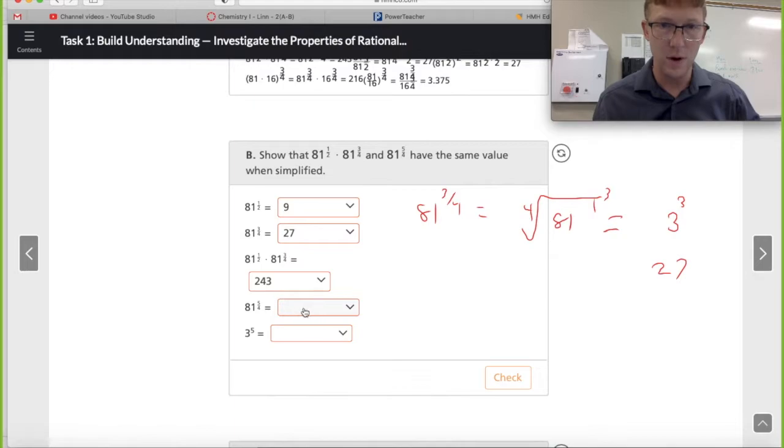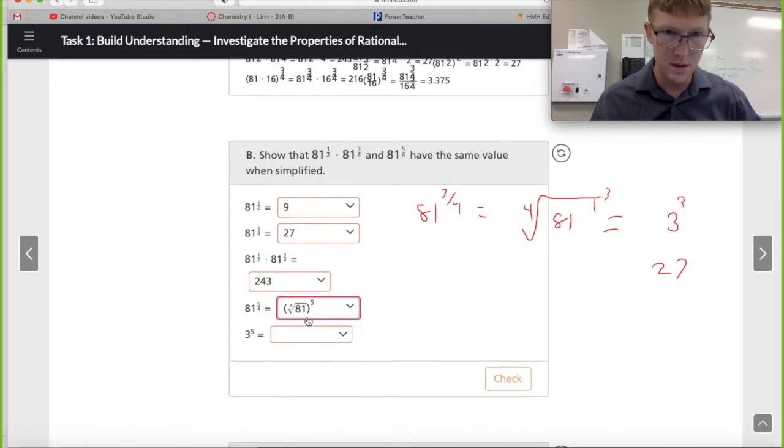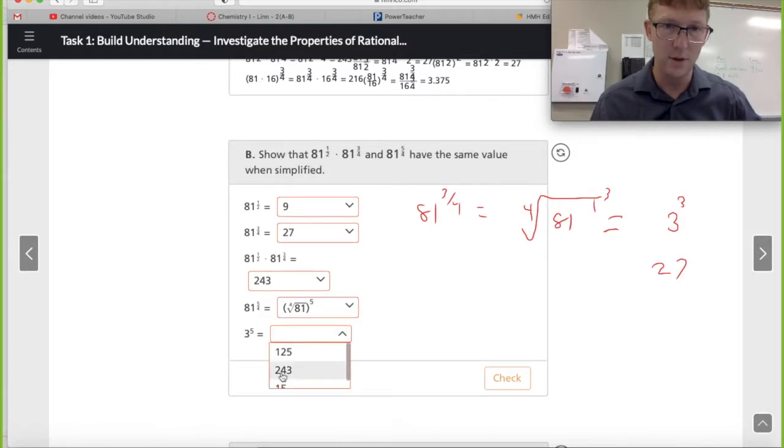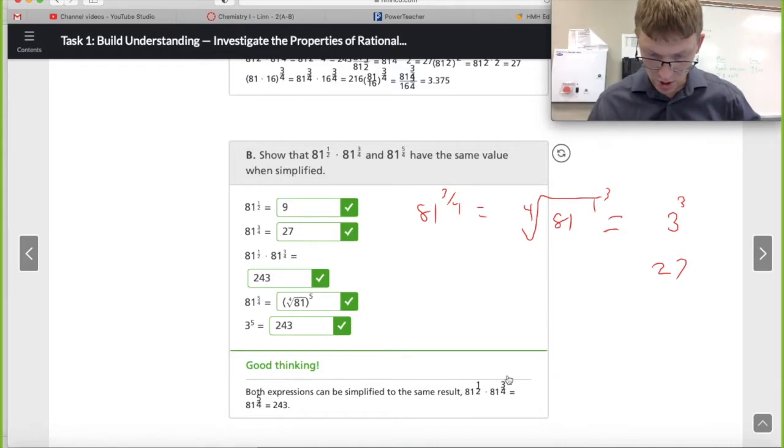So then this part, we can just shove this part into our calculator. Oh no, that's not what they want us to do. So we're going to divide this up into our cubed root and then our 5th. So remember our 4th root of 81 is 3. 3 to the power of 5 is 243. Good thinking.